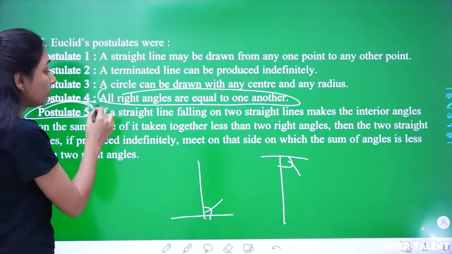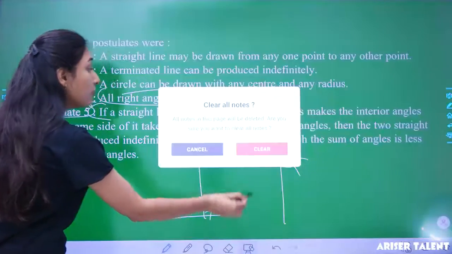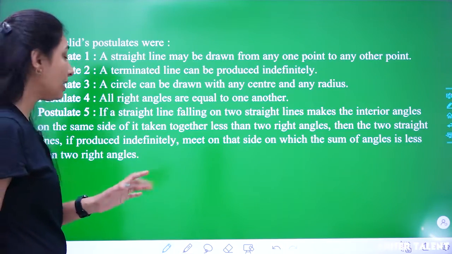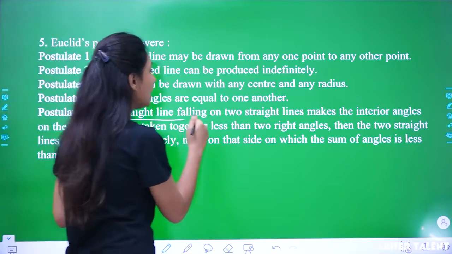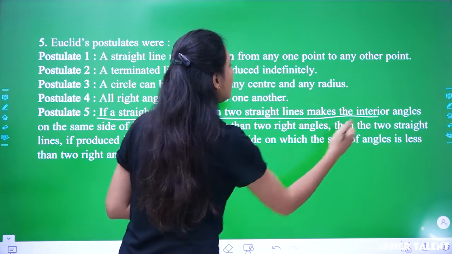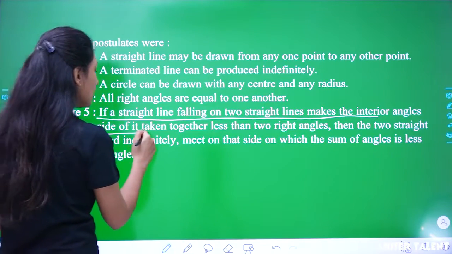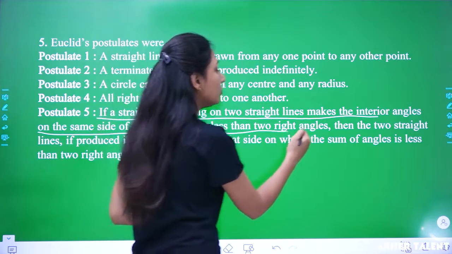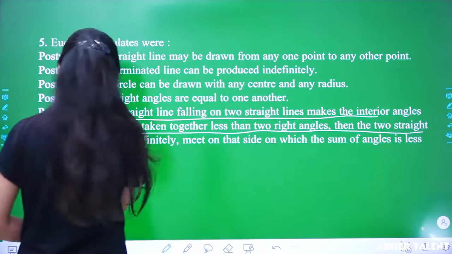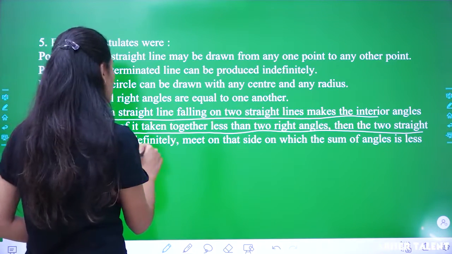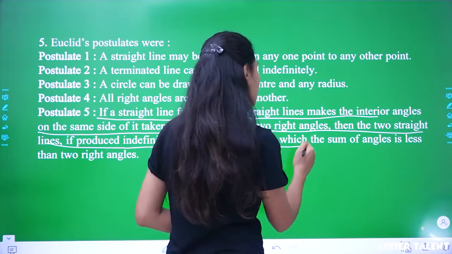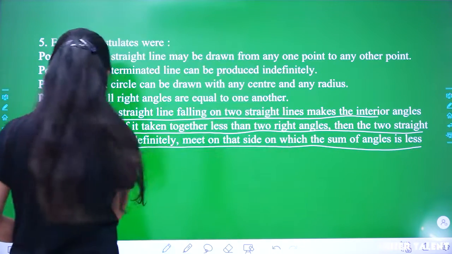Postulate number 5 is going to be very important. If a straight line falling on two straight lines makes the interior angles on the same side of it, taken together, less than two right angles, then the two straight lines, if produced indefinitely, meet on that side on which the sum of the angles is less than two right angles.